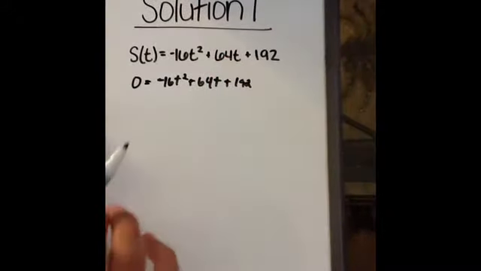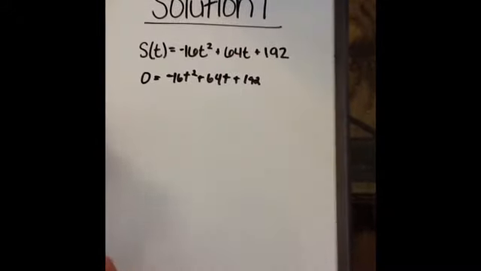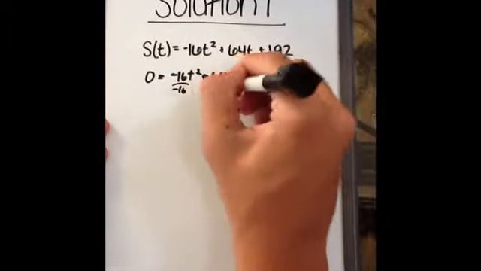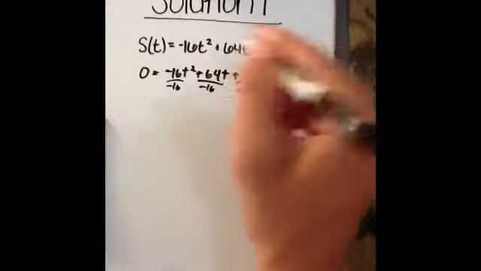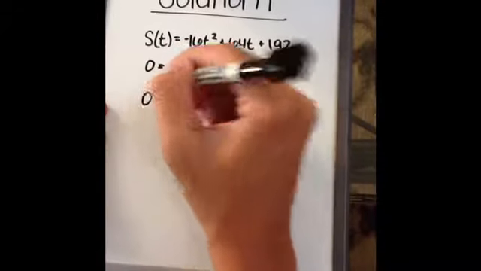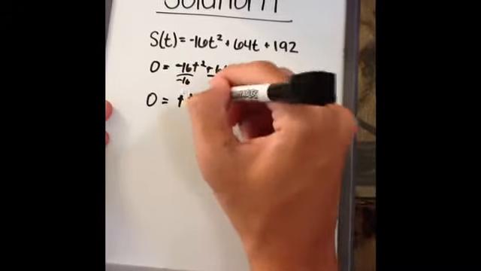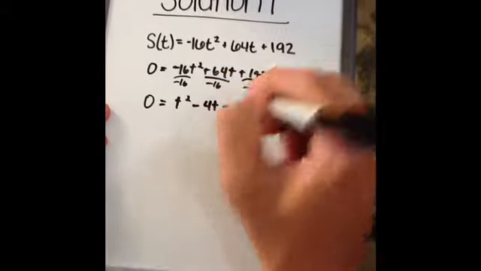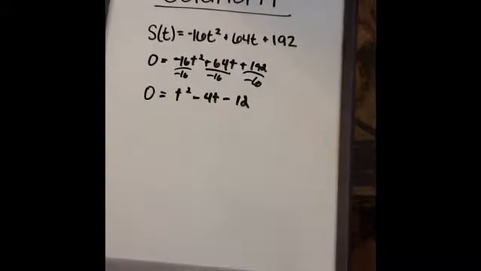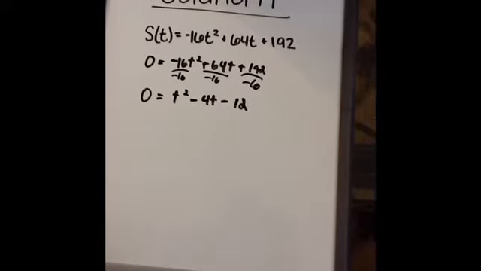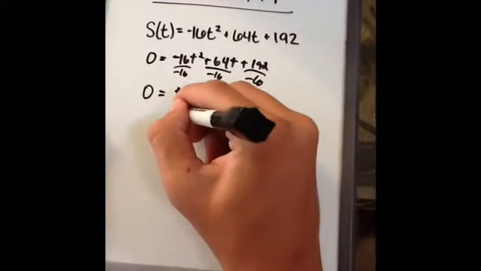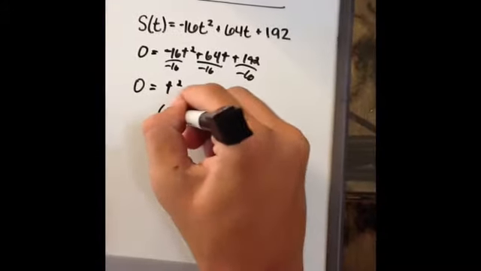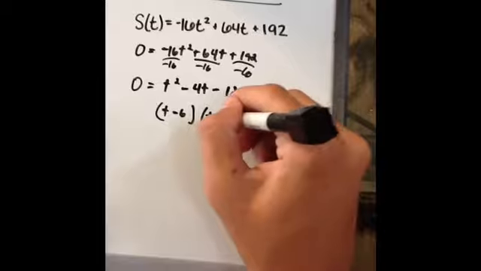Now, as you can see, all three of these numbers are divisible by negative 16. So I'll divide each one by negative 16, and that will leave us with the problem 0 equals t squared minus 4t minus 12. And now you just use factoring to figure out how long it will take for the object to hit the ground. So this can be factored into t minus 6 and t plus 2.